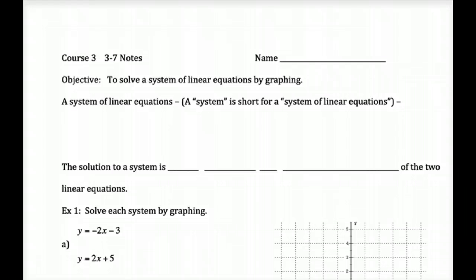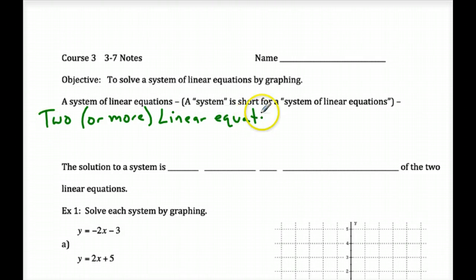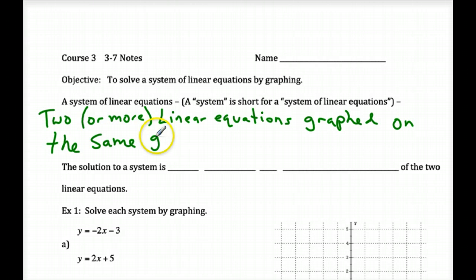Thumbs up? Okay. We're going to say a system is 2, and then in parentheses, 2 or more linear equations on the same graph. Usually I don't think you'll see more than 2, but it could be more. You all have 2 arms. Everybody put your arms up in the air like 2 lines and intersect them. Don't make them parallel. Intersect them. You're going to graph 2 lines on the same coordinate system.